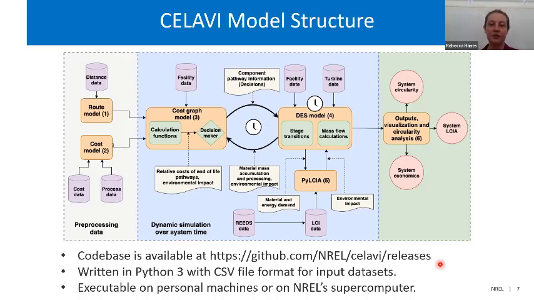Overall, a CELAVI simulation starts with data pre-processing and an instantiation of our three core modules I mentioned earlier: the discrete event simulation, cost graph, and the PyLCIA model. At the end of a model run, the output includes material flow histories, so those are time series, pathway cost histories, also time series, environmental impacts at a highly disaggregated spatial and temporal scale, and up to 2 default circularity metrics. And we've also recently implemented a new summary output file that includes fewer details, but kind of gathers all the really important stuff together. And that's to more easily explore variability across model runs as part of our uncertainty analysis.